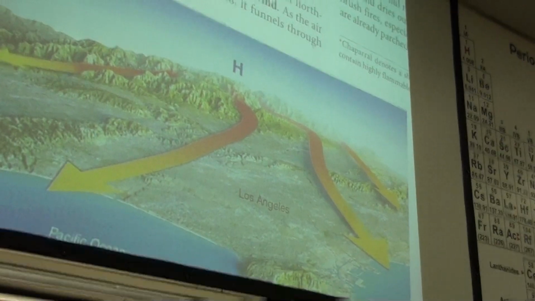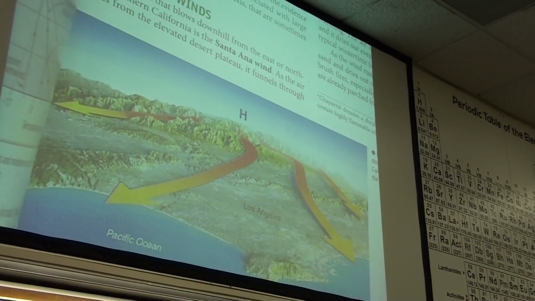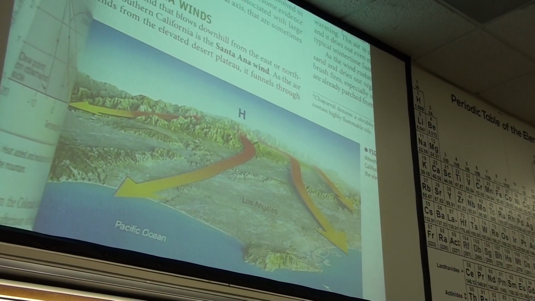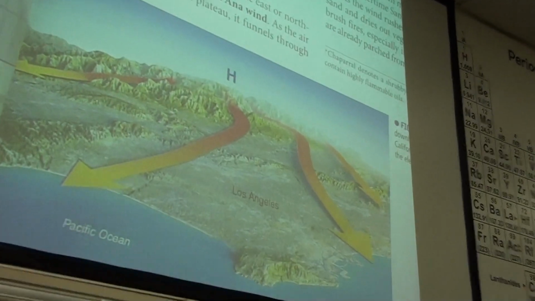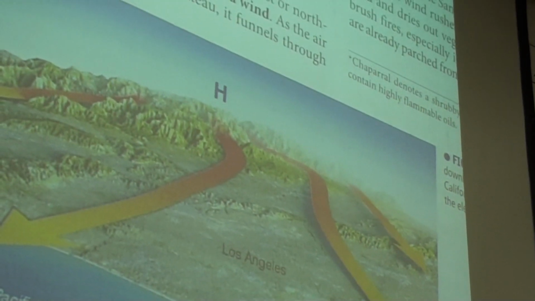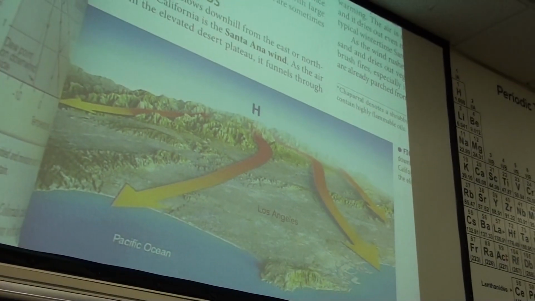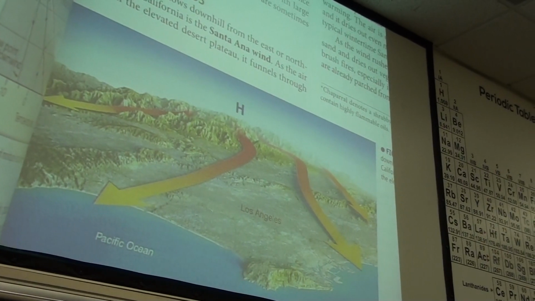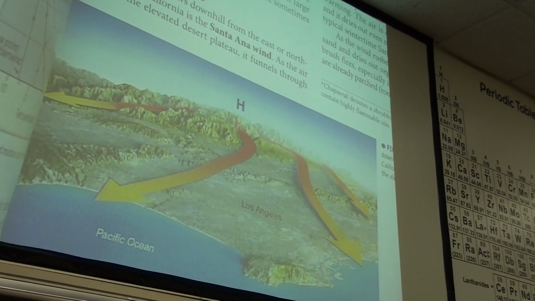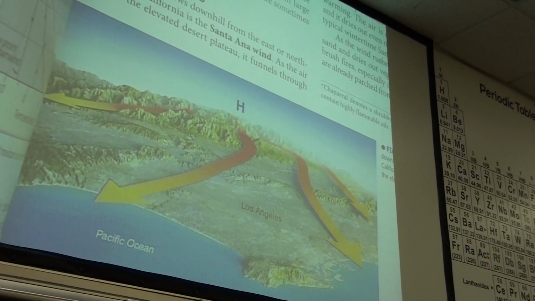And so here's a look at the Santa Ana winds as they move out in the areas around Los Angeles, are kind of funneled into this area by the topography in the area, and tend to dry out this whole area of California.